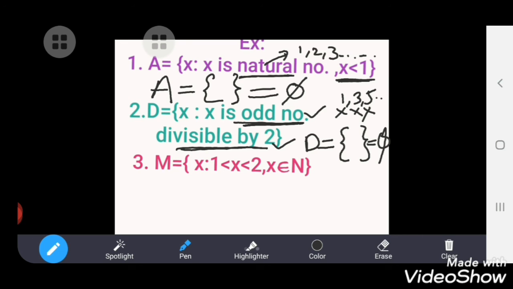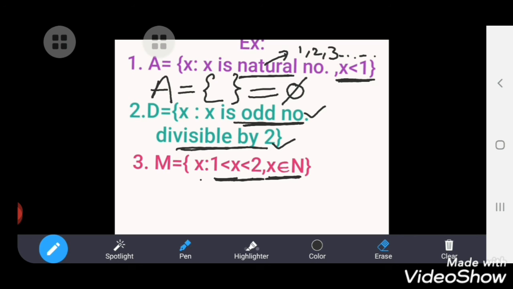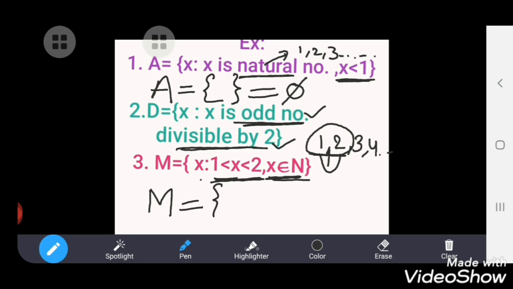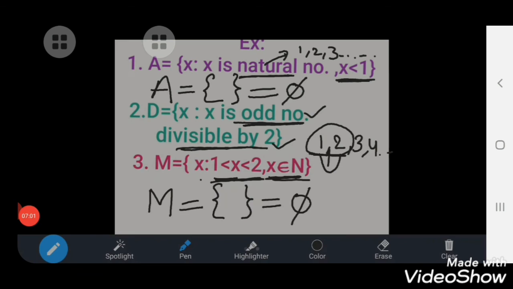See the third example. 1 less than x less than 2 and x belongs to N. That means we have to consider such natural numbers which lie between 1 and 2. General natural numbers are 1, 2, 3, 4 and so on. We have to choose such a number which lies between 1 and 2, but there is no natural number which lies between 1 and 2. Therefore, the roster form of M becomes, open the bracket and no element satisfies the condition, just close the bracket. This is called the empty set. Okay, these are some examples.